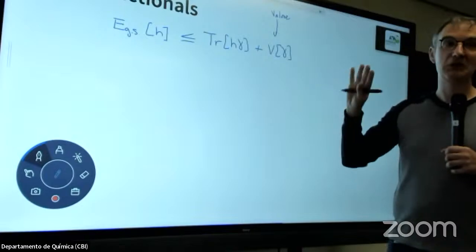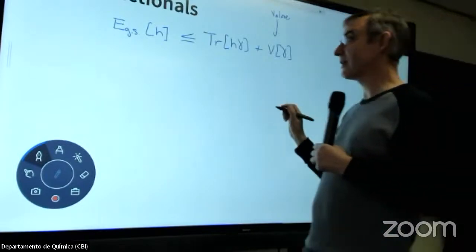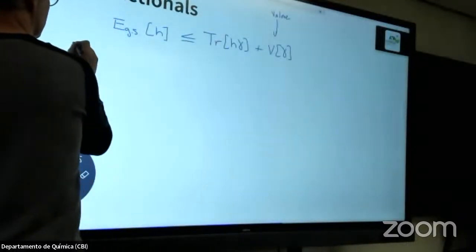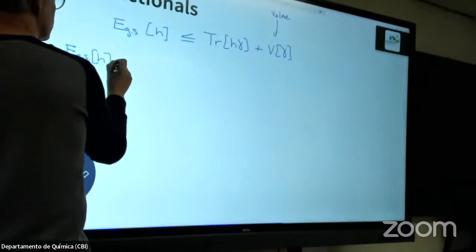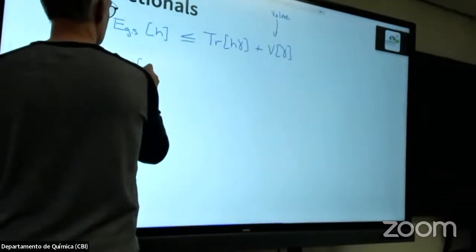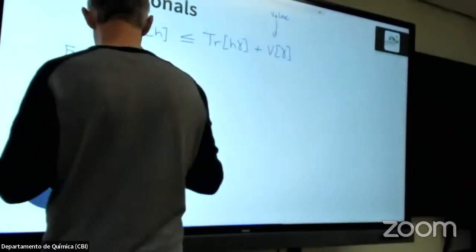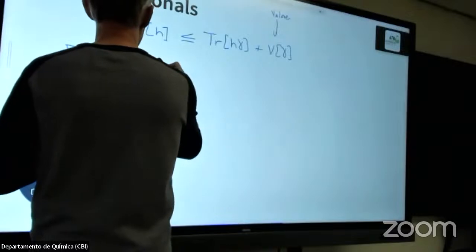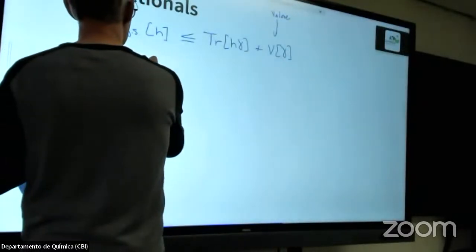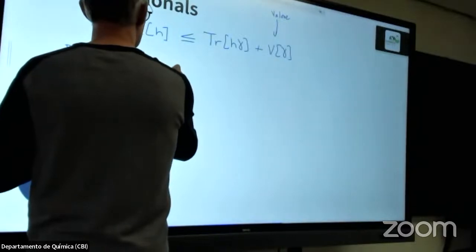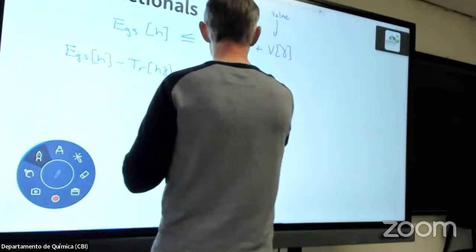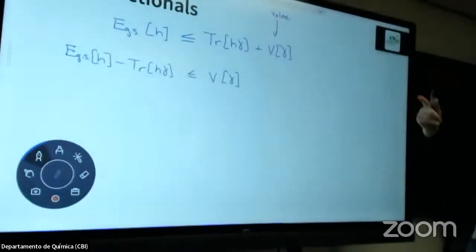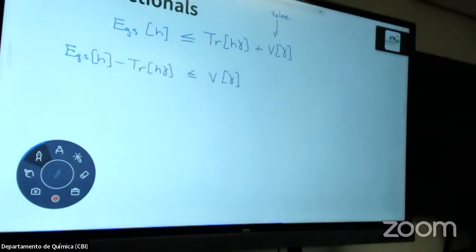Okay? So nothing weird at this point. Okay, so now I just moved trace H gamma over to the other side, right? Right.